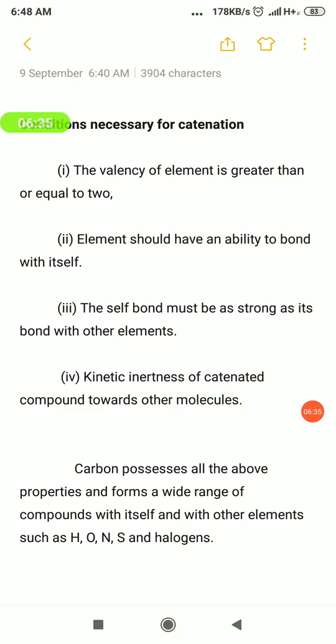ஓகேவா? Then second condition is the element should have an ability to bond with itself. அந்த எலமெண்ட் அது கூடயே பாண்ட் பண்ணுறதுக்கான எபிலிட்டி இருக்கணும். இப்போ ஒரு கார்பன் கூட என்ன ஆகலாம்? பாண்ட் ஆகலாம் தானே.